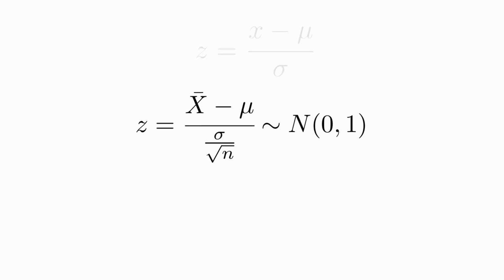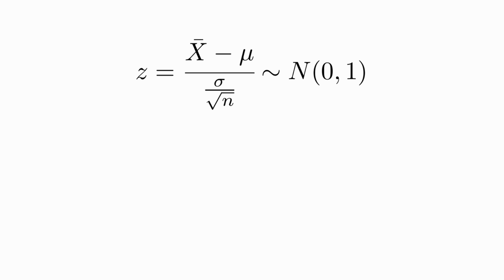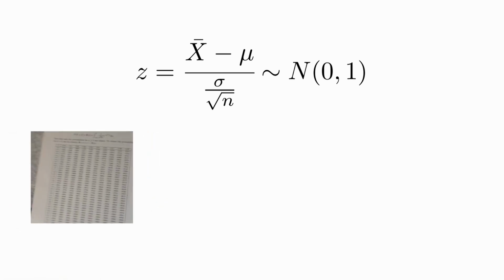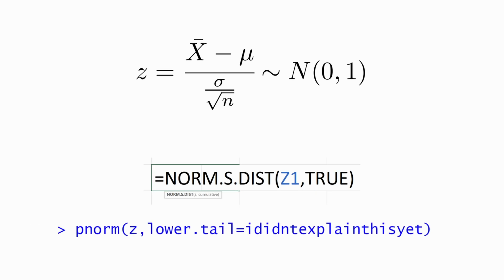Then you can look up its corresponding cumulative probability in a table in a book, or just plug it into a program like Microsoft Excel, Python, or R. As a quick side note, I will have a link in the video description to documents on how to calculate these statistics and others in this presentation in Microsoft Excel, Python, and R for anyone who is interested.